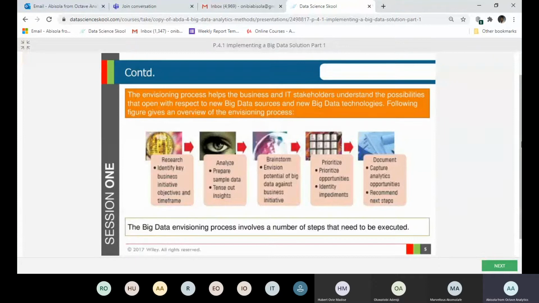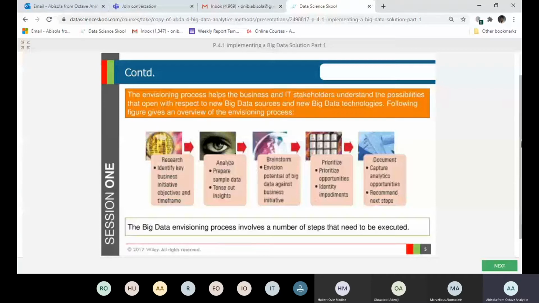So that is research. Then analyze. Analyze is you're preparing sample data and testing out insights. You get sample data of what the company does, maybe from the IT, and check out the small things you can easily get from the data. What are the insights? What are the things you can quickly deduce from the data? That is analyzing.